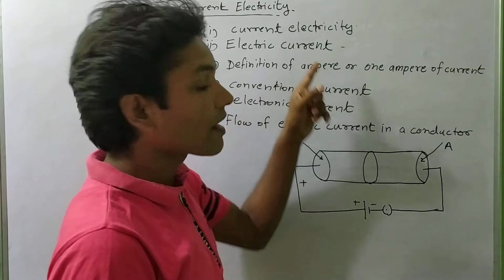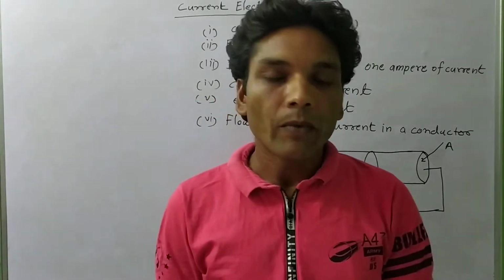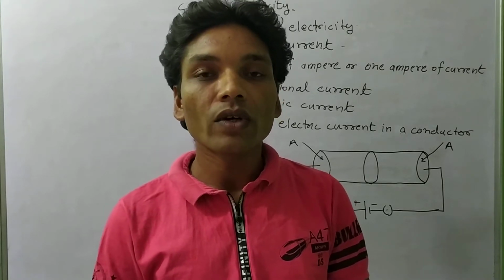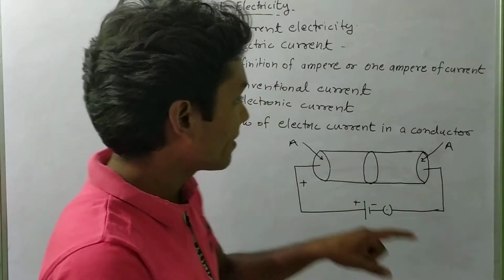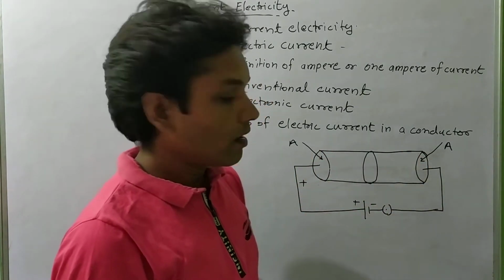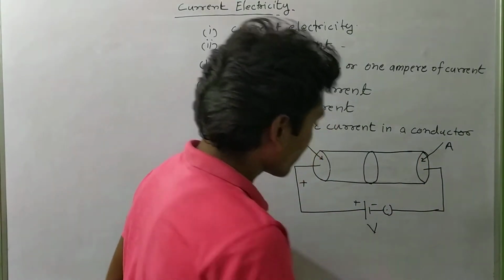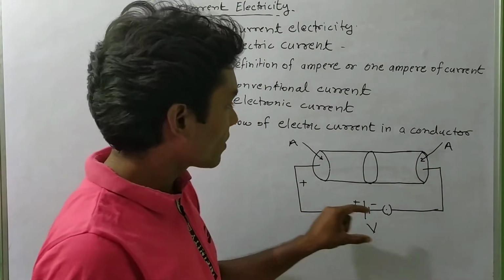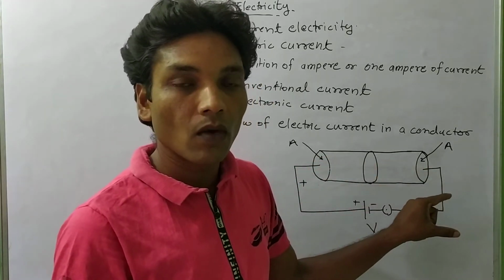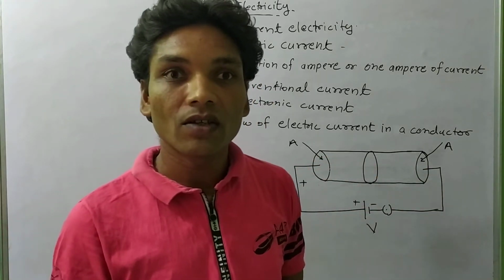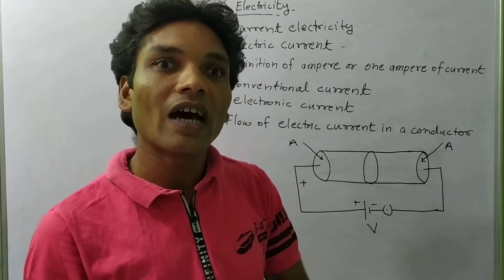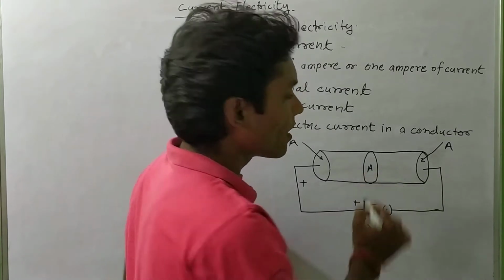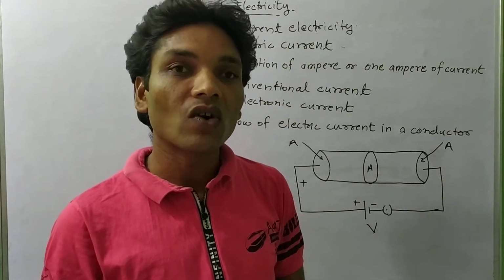Now, electric current. When a potential difference V is applied across the two terminals of the conductor, then charge will flow through the conductor. So what is electric current? Electric current is the charge flowing in the conductor through any cross-sectional area per unit time.